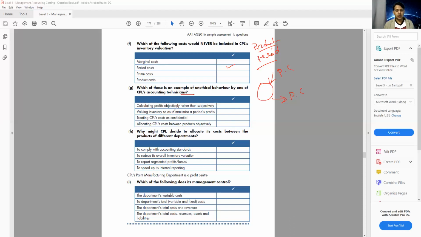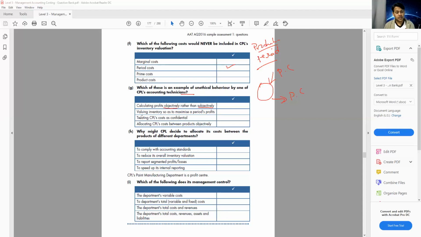Calculating profit objectively rather than subjectively. Now I want you to explain this. Objectively and subjectively. Subjectively, something is just estimated. If I want to make it more simple, it cannot be realized. We call it unrealized profit. Unrealized profit means the profit is on the paper, but not in the business.